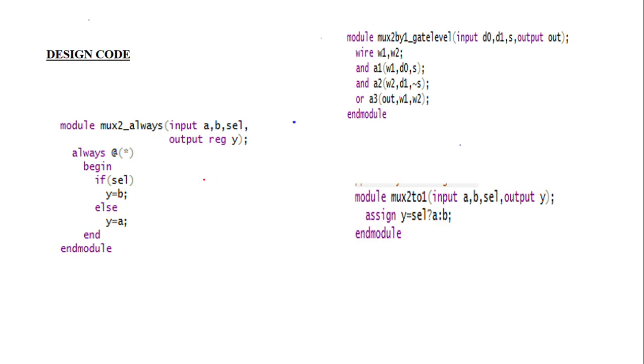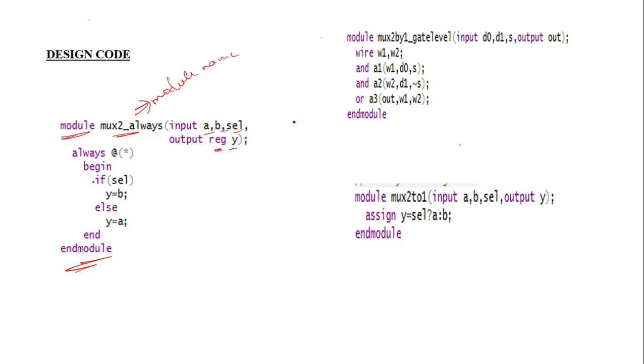Now we are going to do the design code in Verilog. It starts with module and ends with endmodule. After module comes the module name, and we can give any name. Here I consider it like this. What are our inputs? A, B and our select line, and the output will be Y.